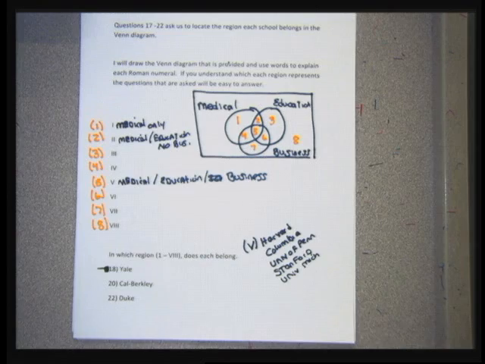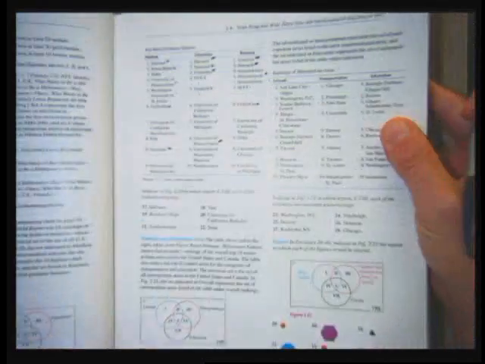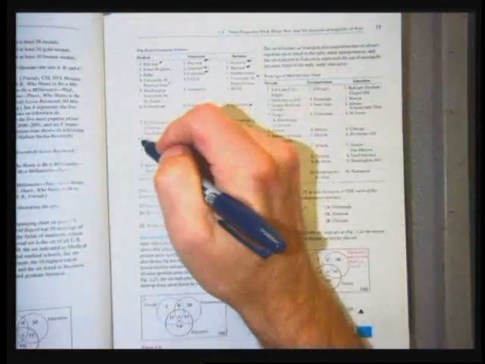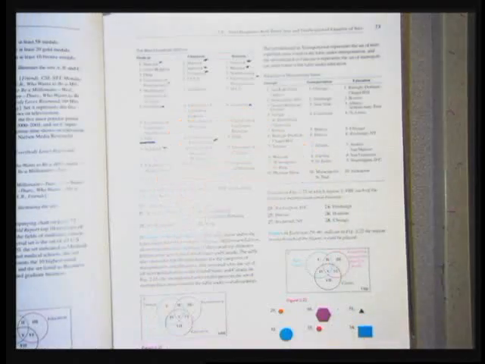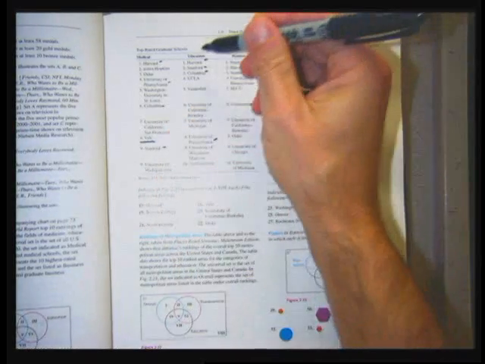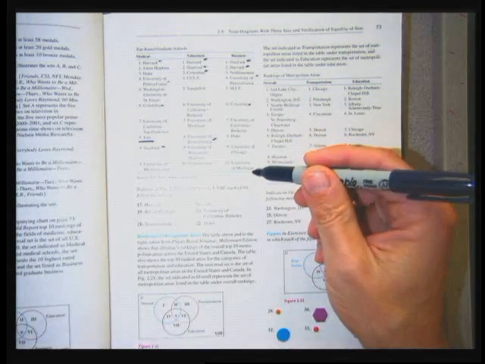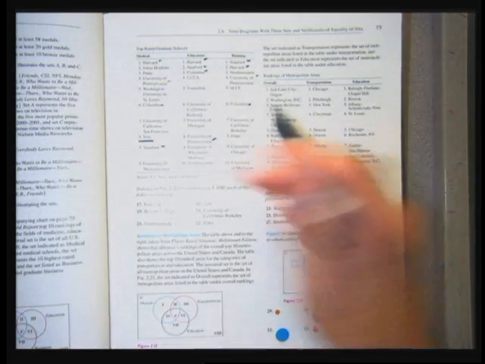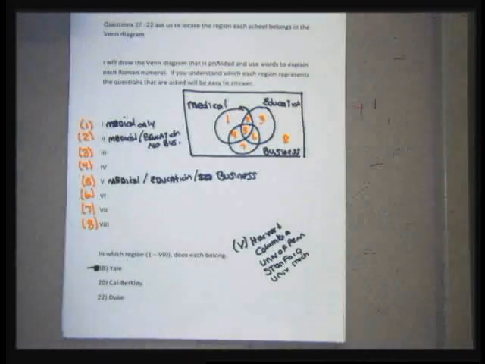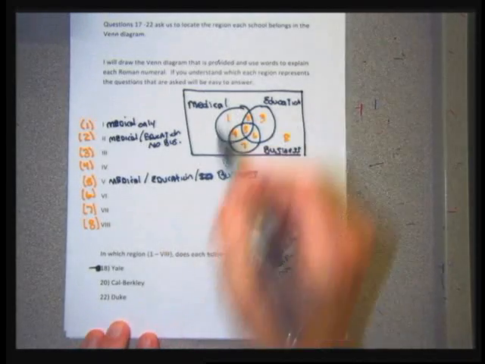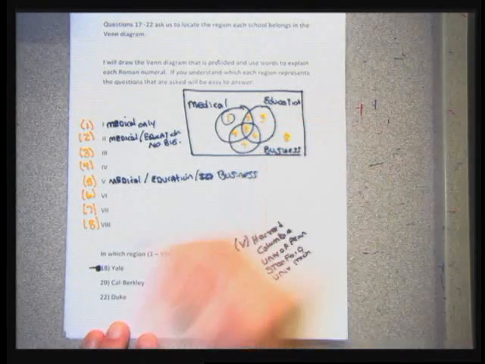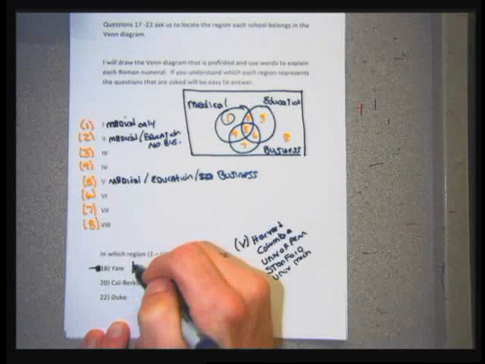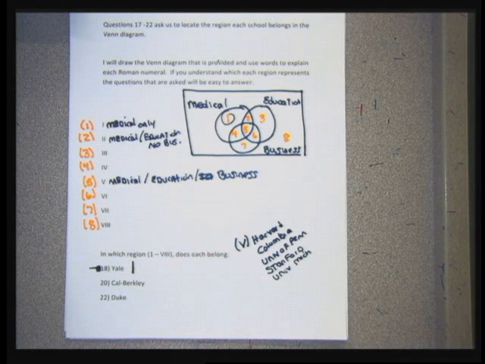Well, to figure out which of the 8 spots it would be placed in, I go to my list and I look for Yale. Yale has a medical program or medical school. It doesn't have an education school. It doesn't have a business school. So I have to decide which of the 8 regions, if I was going to fill up this Venn diagram, where I would place Yale. And because Yale only has medical and it doesn't have business or education, I would put Yale in Region 1.